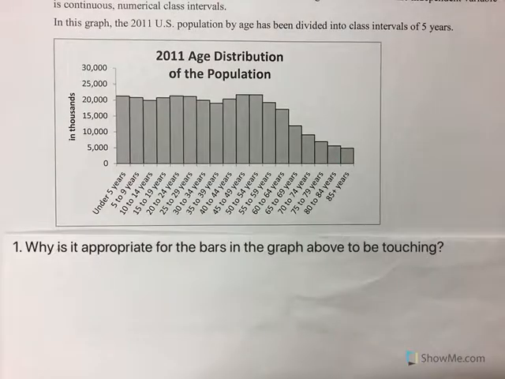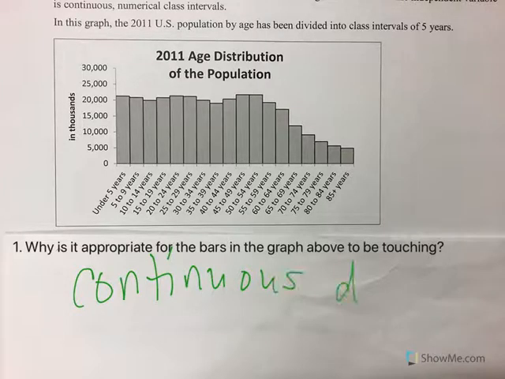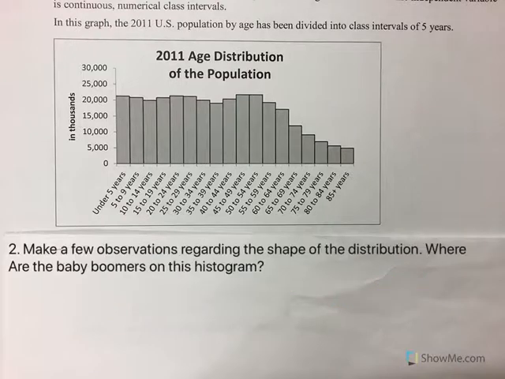All right, let's answer some questions about this. Why is it appropriate for the bars to be touching? Well, I kind of already touched on this. Touch, get it? Okay, so they're touching because of the continuous data. Because age is fluid, right, you flow from one age to the next. It's not abrupt, it's continuous, and so we have the touching bars.